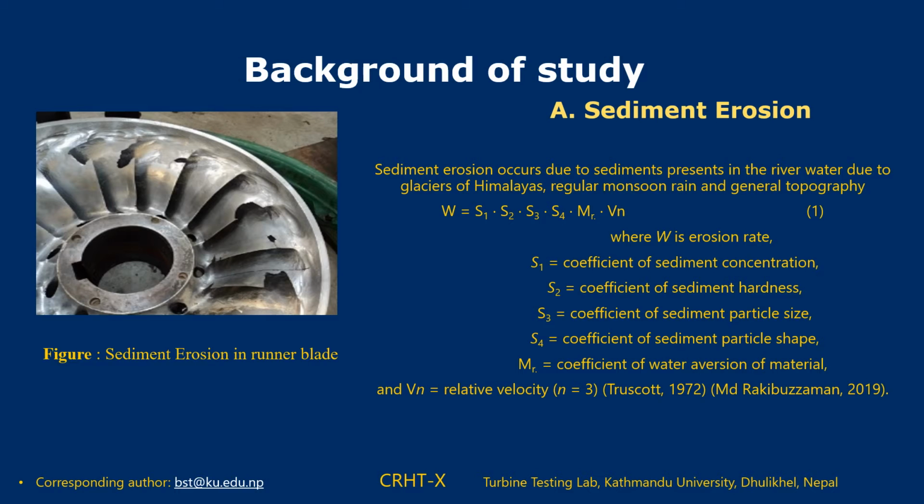Sediment erosion occurs due to the sediments present in the river, due to glaciers of the Himalayas, regular monsoon rain, and general topography. These are generally present in the river. And you can see on the figure on the left side that due to the sediment erosion, around 30 to 40% of the runner blade is damaged and eroded. So every time, the maintenance takes a lot of time and a lot of effort to firstly remodel it and try to manufacture it. So we are using this reverse engineering method to make this process efficient and quick.